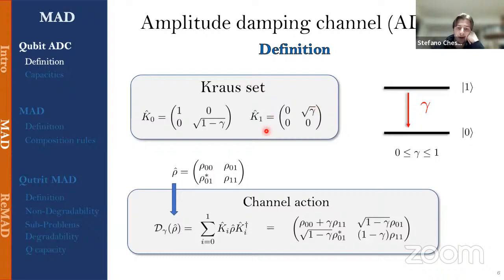Then, applying the Kraus operators in the Kraus set to a generic input density matrix, we get the action of the qubit amplitude damping channel. We can see that it transfers a fraction of the excited population, the diagonal excited population, from the excited state onto the ground state, and it damps the off-diagonal coherences with a multiplicative term, clearly depending on the damping parameter.